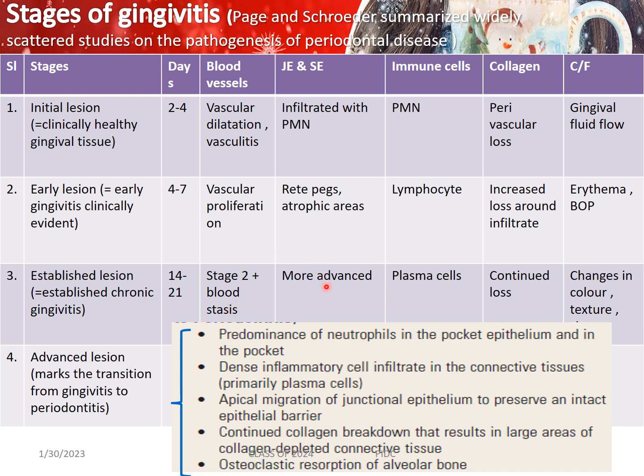The changes are more advanced in case of junctional and sulcular epithelium. The predominant cells here are the plasma cells. There is continued loss of collagen. Changes in color and texture do occur in the established lesion.